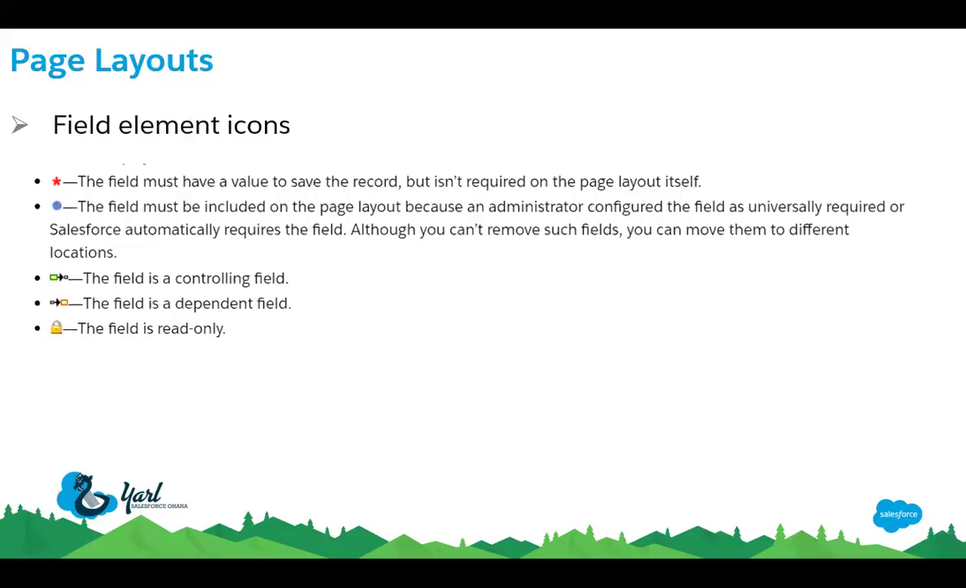If you see an asterisk mark, which means it's a required field in the page layout. If you see a blue color dot, that means included in the UI. Otherwise, the lock shows it's read only. The other two are dependent fields for controlling.